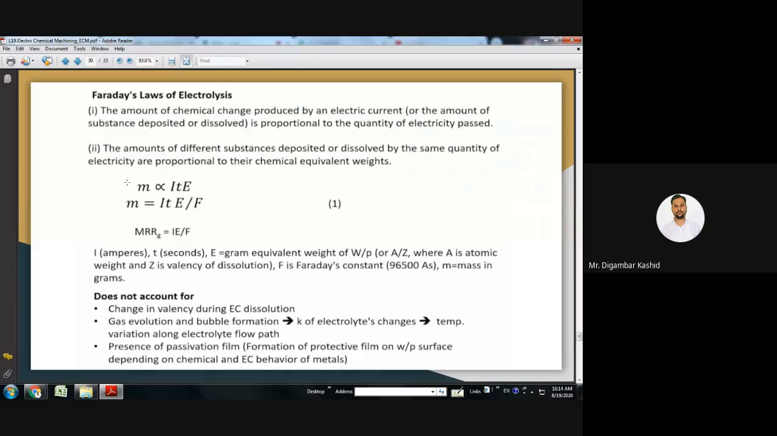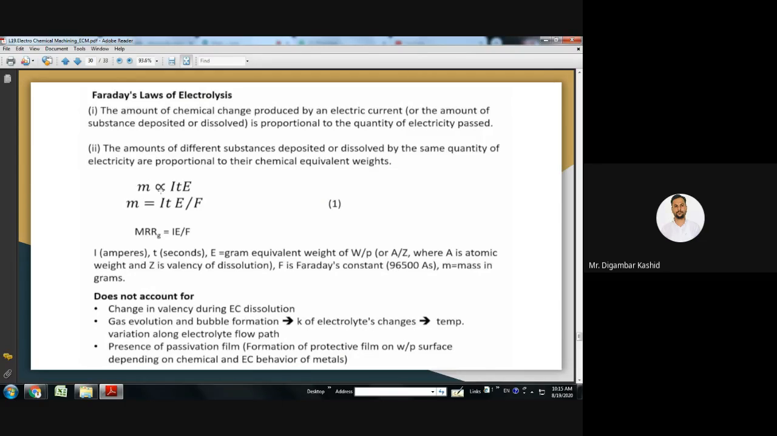mathematically we can show the formula as m is directly proportional to I t E. Now m is what? m means the amount of material deposited or dissolved. I is the current in amperes, t is the time in seconds, and E is the gram equivalent weight of the workpiece.